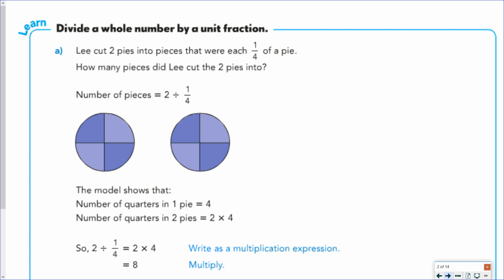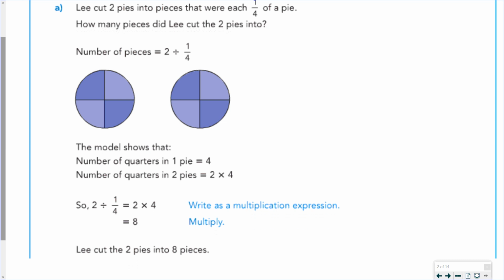So one problem solving strategy that we could utilize is drawing a picture. As you see here, we have 2 circles, and those 2 circles represent the pies, and they've been divided into fourths. So we're taking 2 pies and dividing them into fourths. If we look at the model, we see that 1 pie has 4 pieces to it, and for the 2 pies, we could take 2 times 4. So in essence, 2 divided by 1/4 would be equivalent to 2 times 4, which is 8. And so Lee cut the 2 pies into 8 pieces.